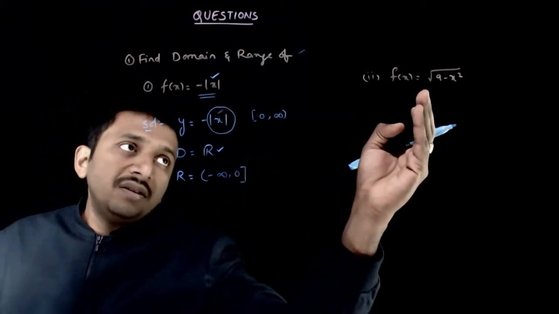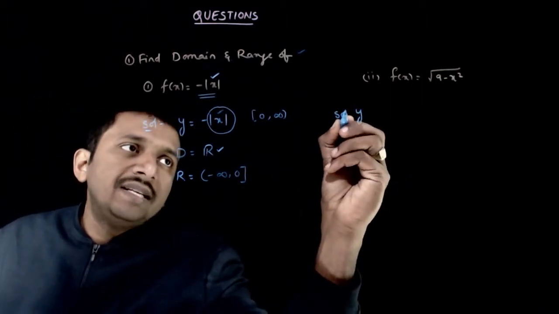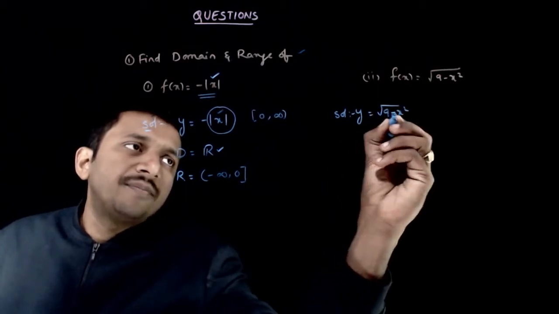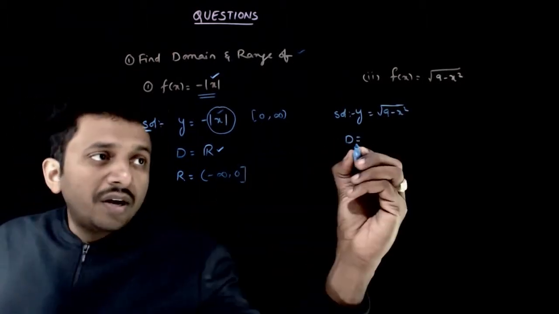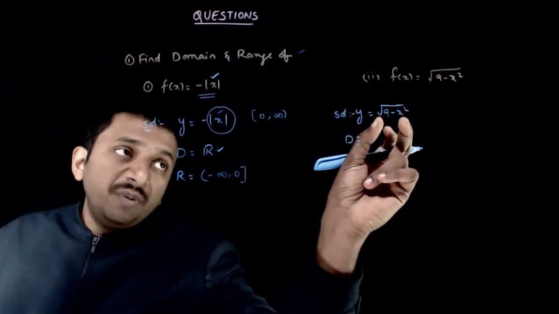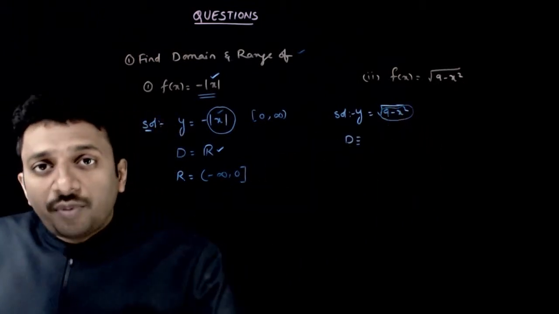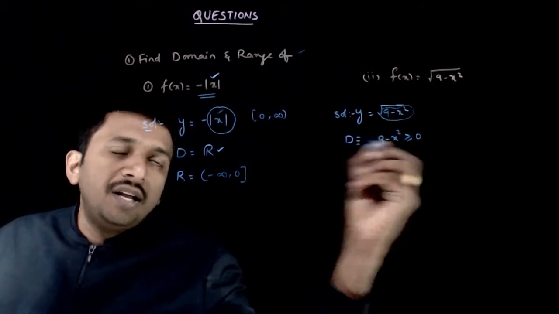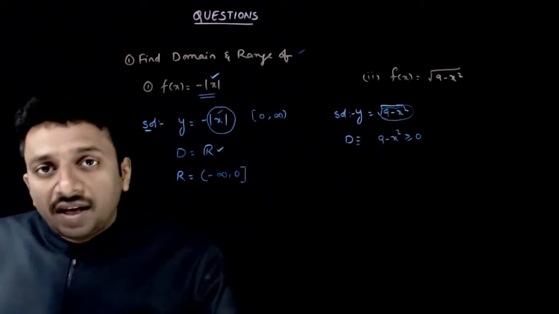Next, let us go to the function root of 9 minus x square. So my function is y is equal to root of 9 minus x square. For this function to be defined, let us go to the domain. How can we analyze the domain of this function? For this function to be defined, the number inside the square root has to be non-negative, right? So the condition is 9 minus x square should be greater than or equal to 0.